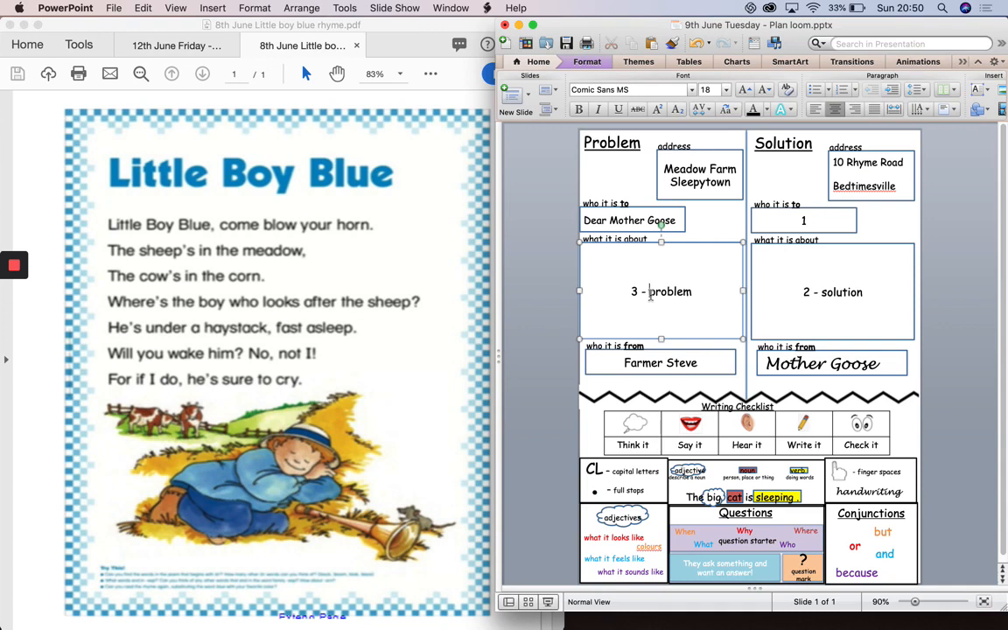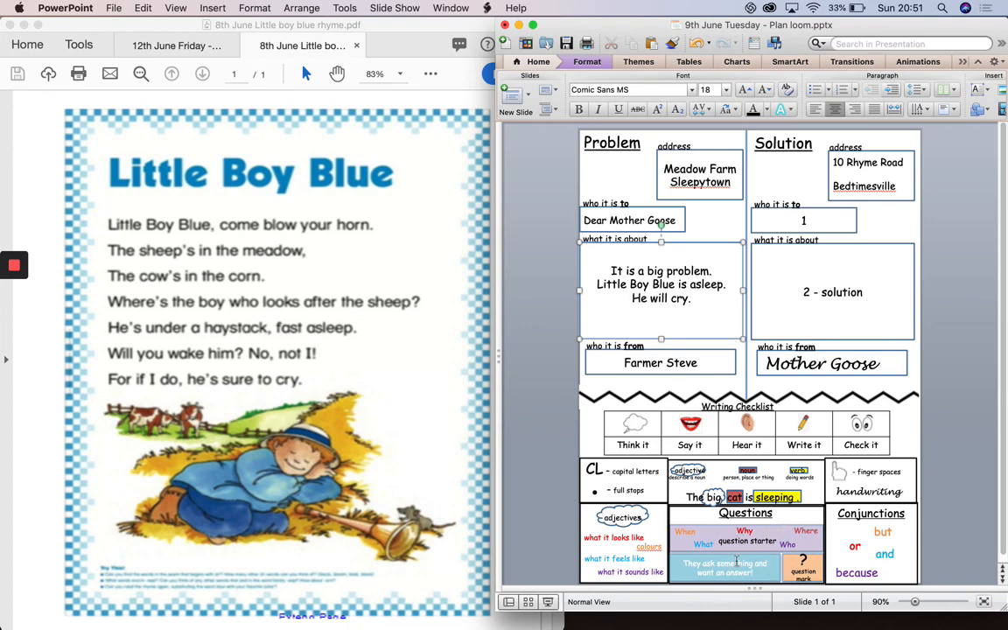So it is a problem. So I'm going to say it is a big problem, remembering to use my adjectives there. What's happening? Little Boy Blue. As you can see, I've used capital letters for each of those because they are all part of his name. So Little Boy Blue is asleep. And what will happen if he wakes up? He will cry.